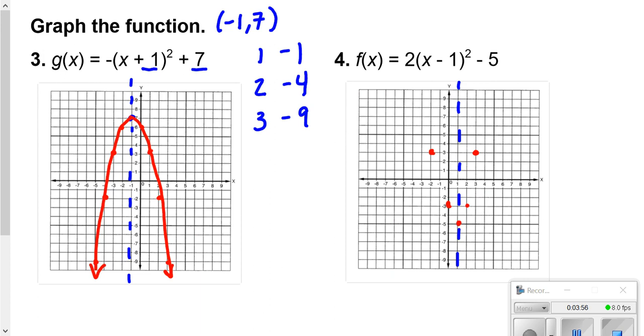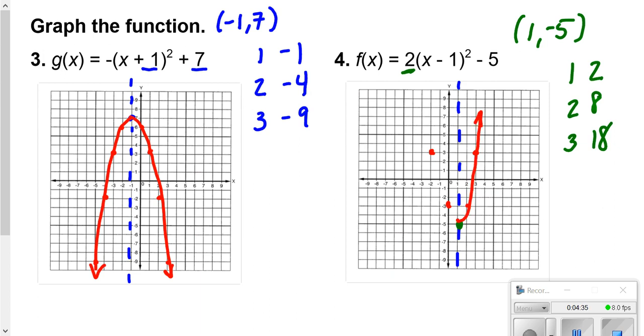In this one, my vertex is at 1, -5. So I went to that location right here. And then my multiplier was 2. So I'd go over 1, up 2, because it's like 1 times 2. Usually I'd go over 2, up 4, but 4 times 2 is 8. And then over 3 usually would be up 9, but I have a multiplier of 2, so that would be up 18. And that actually was off my grid. So then we just connect these, and there you go.